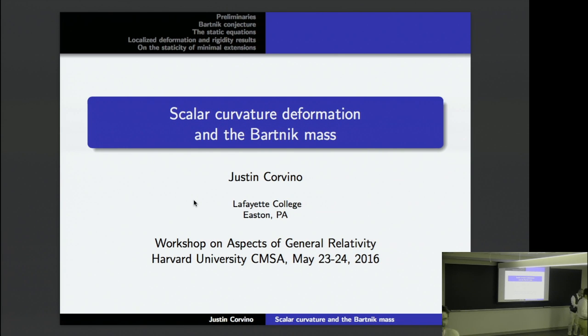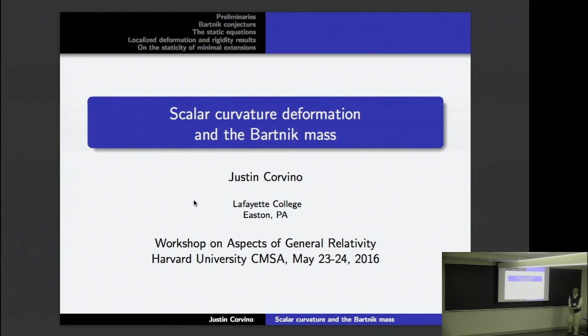Okay, everyone, welcome to the morning session of our workshop. Our first speaker this morning is Corvino from Lafayette College. Justin will speak on scalar curvature deformation and the Bartnik mass.